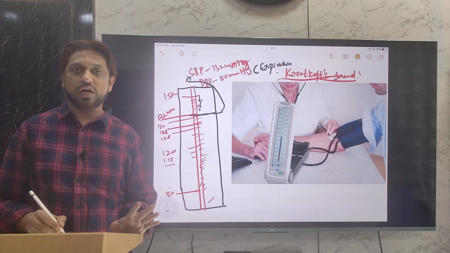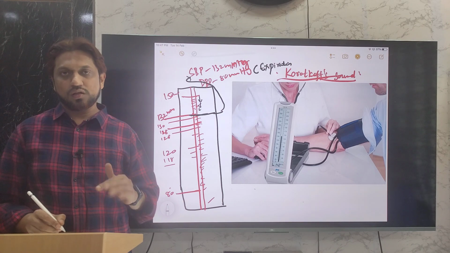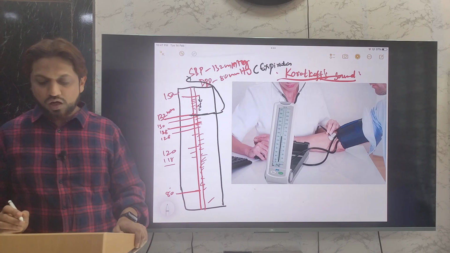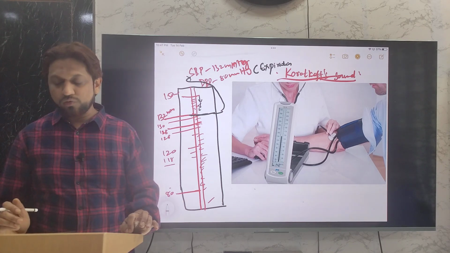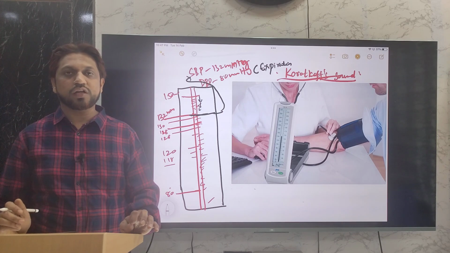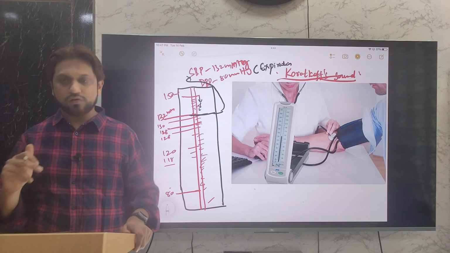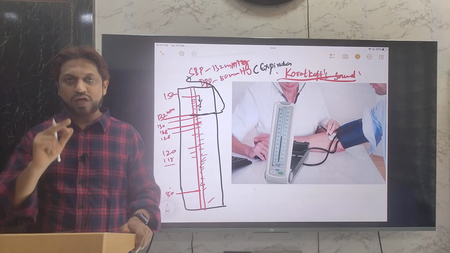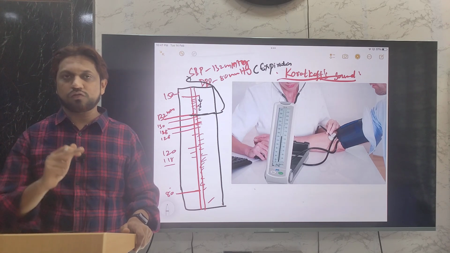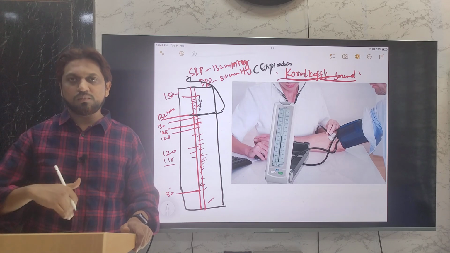Okay, no sound will be heard during the expiration, and you will get this one. Now one precaution you have to take while recording the blood pressure or hearing the Korotkov sound to diagnose a case of Pulsus paradoxus is that you should never make the person take deep breaths.